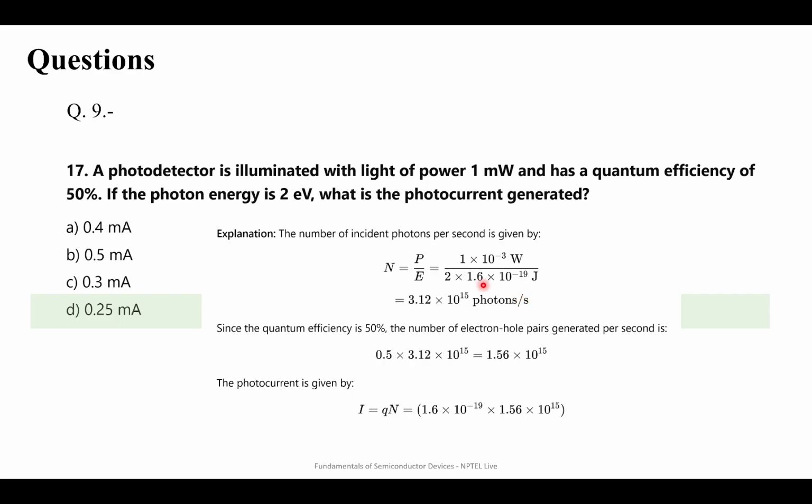Now the quantum efficiency is 50%. That means every 100 incident photons will only generate 50 electrons. So the number of electron-hole pairs generated will be half, that is 1.56 times 10 to the power 15. Now the current is just q times n. You multiply 1.6 times 10 to the power minus 19 by 1.56 times 10 to the power 15, and you solve it, you will get 0.25 milliamperes.